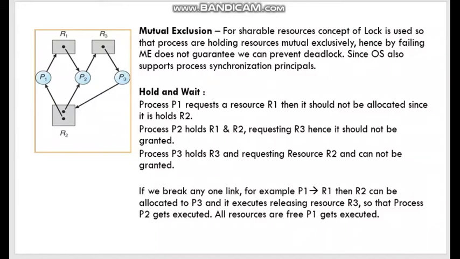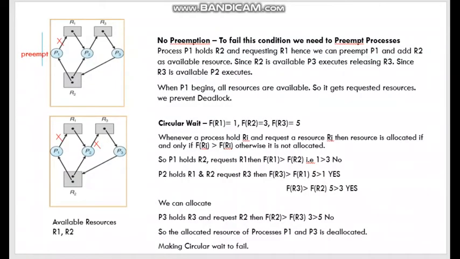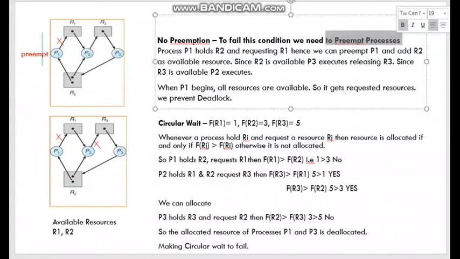Then what happens if we cannot dissatisfy mutual exclusion and hold and wait? Then we have to go with the third condition. Can I at least make that third condition not hold? Assuming that mutual exclusion and hold and wait are satisfied and we are not able to dissatisfy them, we go with the third condition, no preemption. To fail this condition, we need to preempt the processes. So how can we preempt the process?